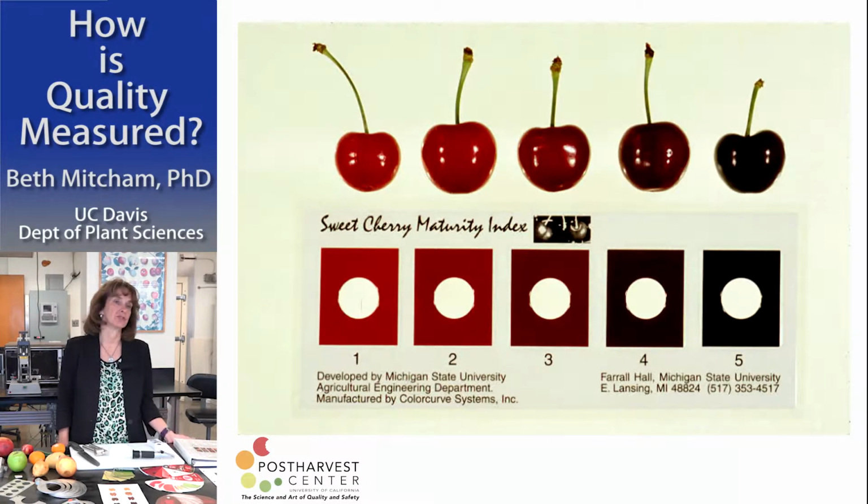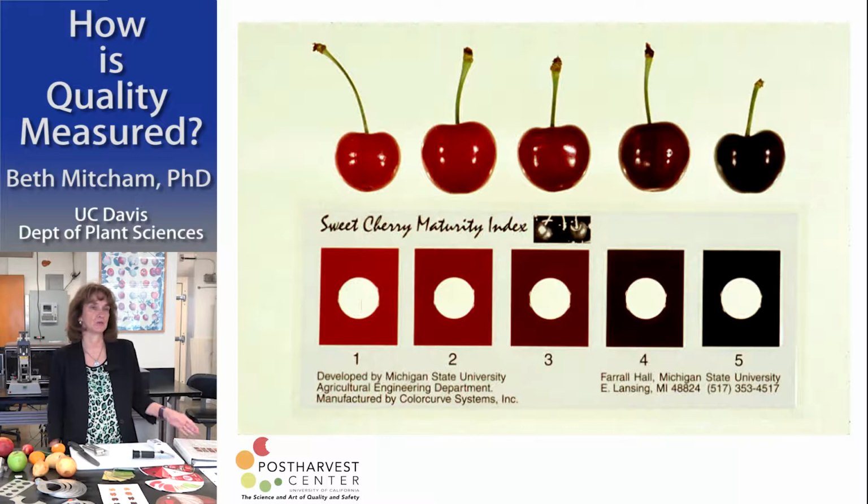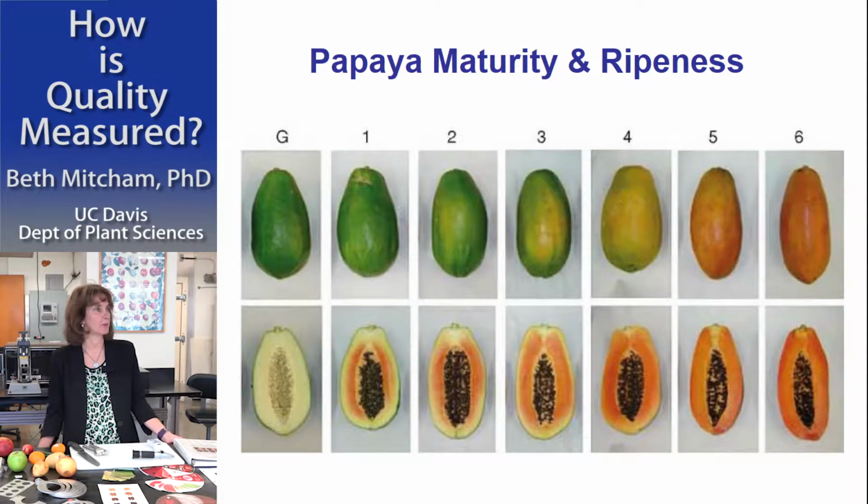Here's an example of a chart used for sweet cherries that shows different colors of sweet cherry from red to dark mahogany. And here for papayas, this is a chart that was put together to assess different stages of ripeness, which are based on not only the external color of the papaya, but the internal color as well. And so there again, with that chart, you could talk about different stages, and others who had the chart would understand what you were talking about.